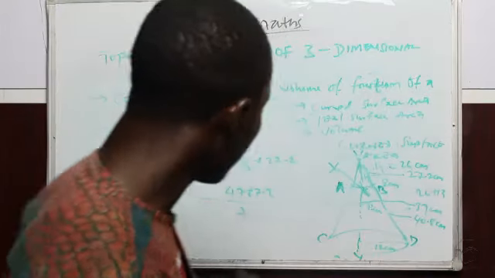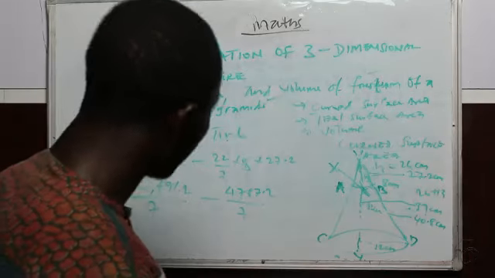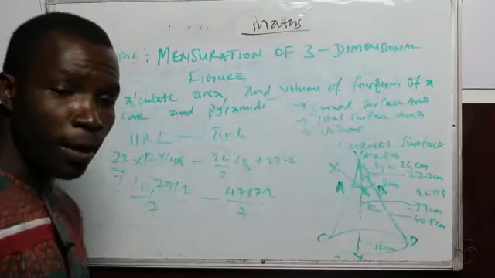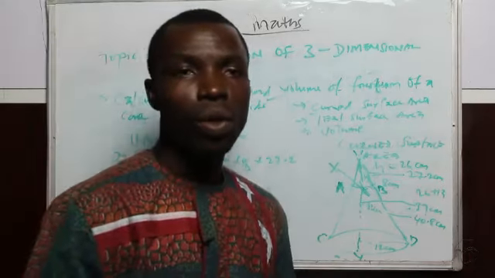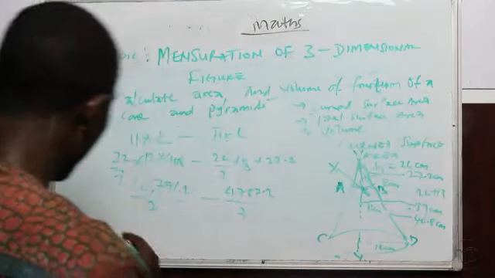Therefore, use your calculator to divide. 10,771.2 minus 4,787.2, over 7. What is the answer? Check your calculator. 1,538.74.